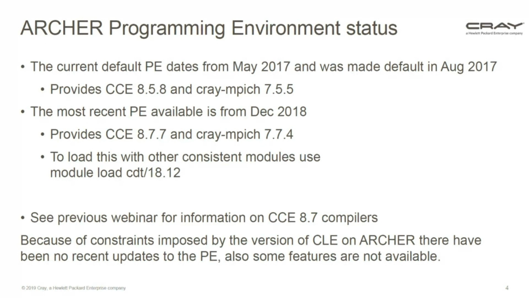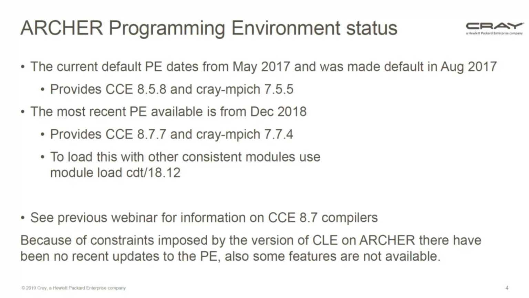In order to use that environment, there's a module that helps you to load a consistent set of software. As well as the compiler, you'd have to change other things like MPI and libsci if you're using that. So there's a helper module called CDT, and CDT 1812 would get you that more recent compiler. Notice that I've gone from talking about an 8.5 compiler to an 8.7. There is another CDT module that takes you forward to an 8.6 compiler environment.